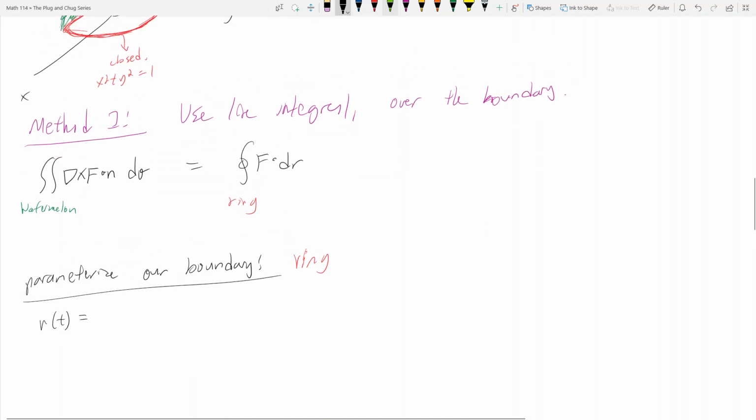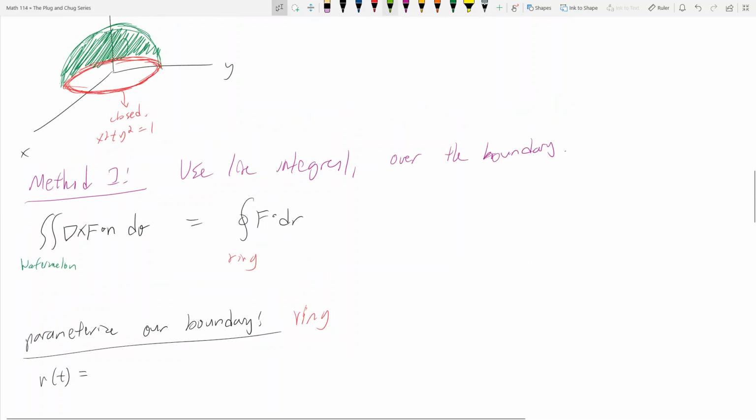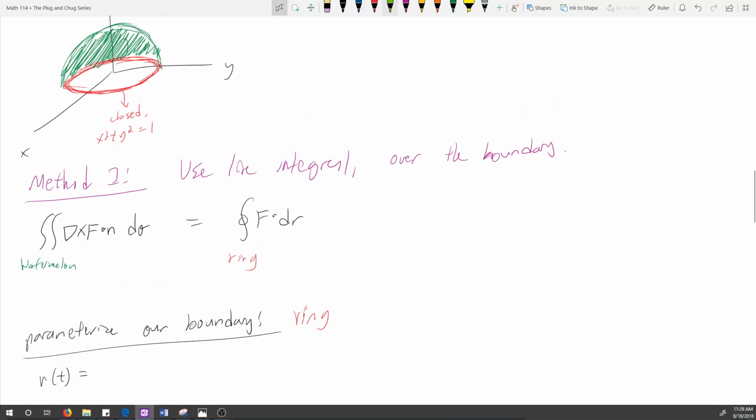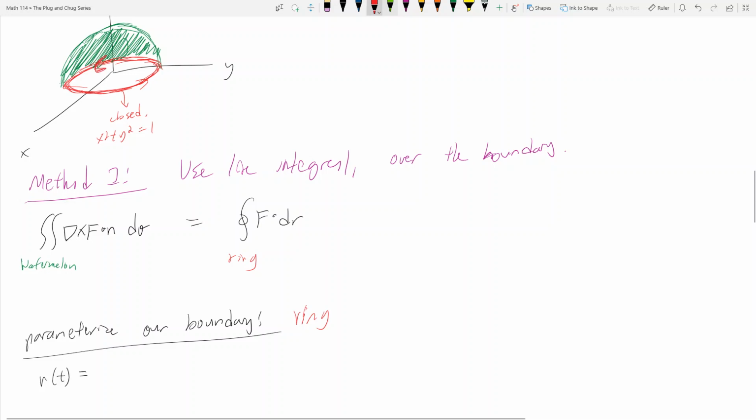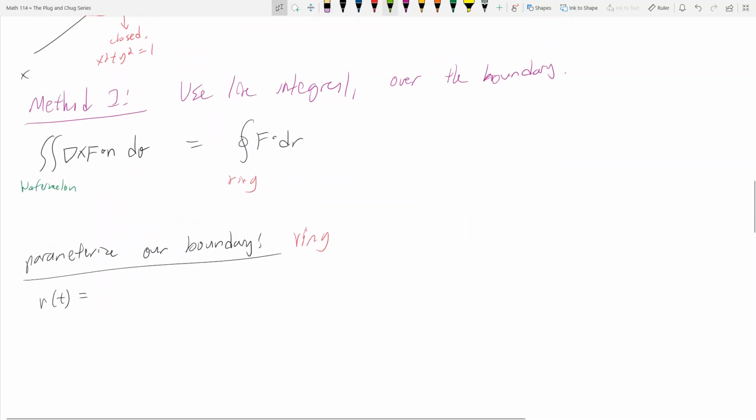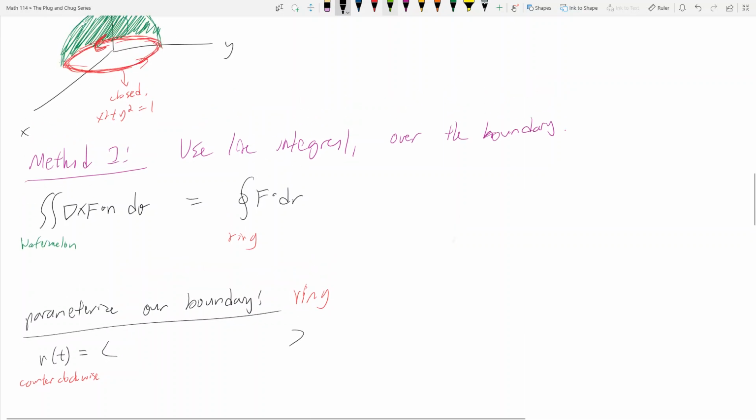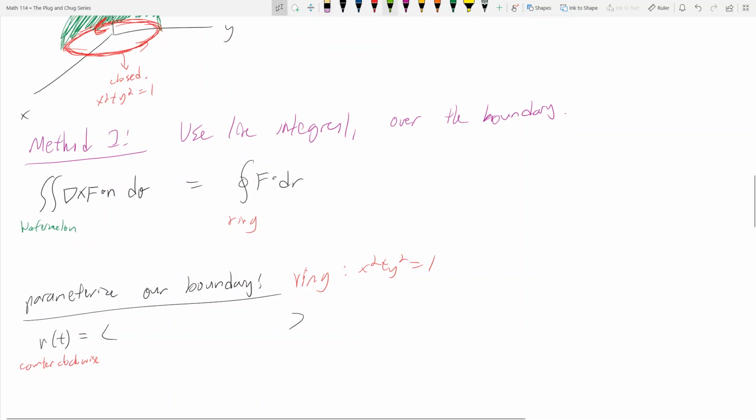Well, we have to parameterize it which way? Counterclockwise, right? We always have to parameterize it counterclockwise. So here's counterclockwise. And remember, our region then is x squared plus y squared is equal to 1. And how do I parameterize that? Well, you really should know what this parameterization is, because I think I mentioned in a video in chapter 13 that you should know how to parameterize a circle. And in 16.1, you should have gotten a lot of practice with this.